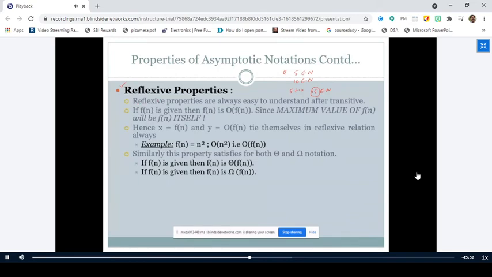So the same thing also applies here. You take x is equal to f of n, y is equal to big O of f of n. They themselves form a reflexive relation. That means if f of n is equal to n square, big O of n square, that is big O of f of n. So it always belongs to this f of n only. Is it clear?